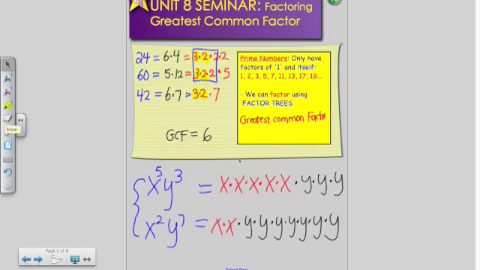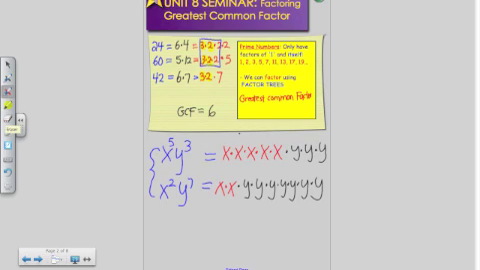So when I'm looking for the greatest common factor, I only have 2 x's in common and basically 3 y's in common. 3 over here and 3 over here.